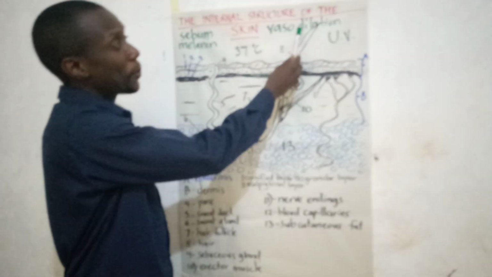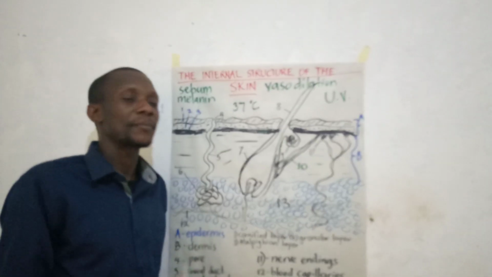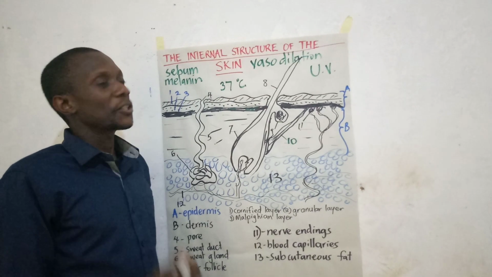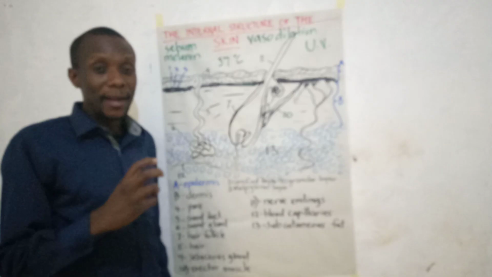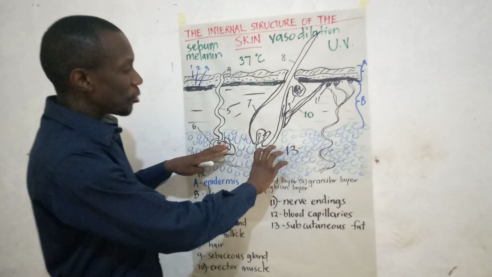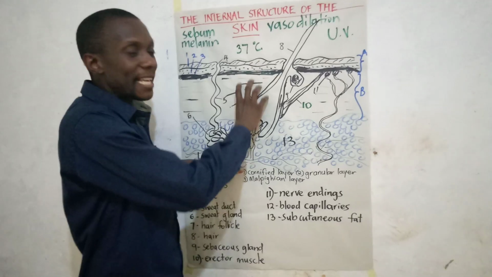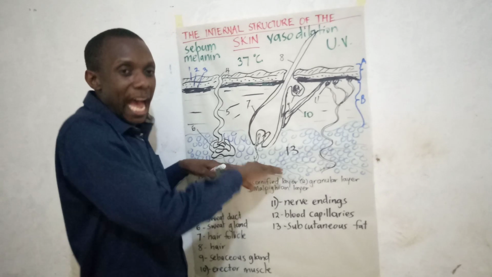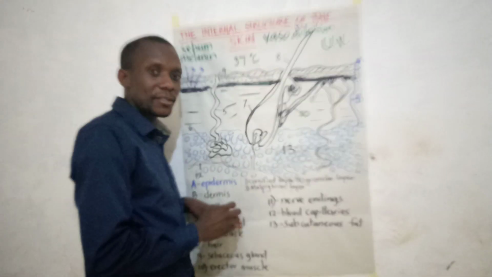Vasoconstriction, which is the opposite of vasodilation. I hope most of us can spell that word. To constrict means to become narrower. The blood vessels become narrower so that they can reduce the flow of blood close to the surface of the skin. They are trying to hide the blood away from the skin so that the little heat you have in you is not lost. That's called vasoconstriction.